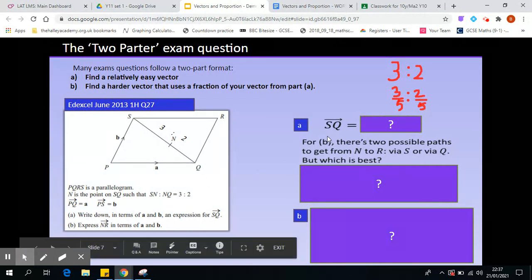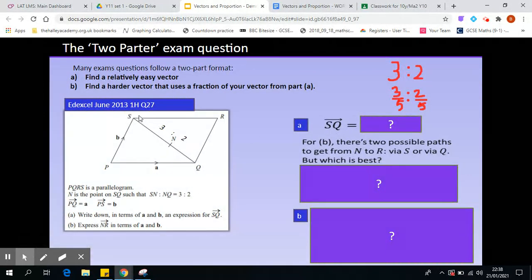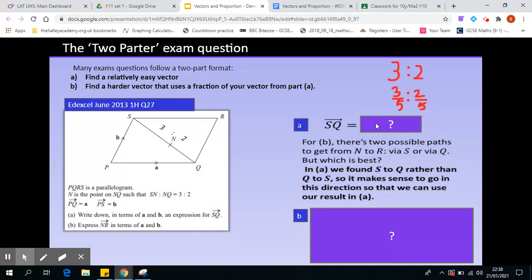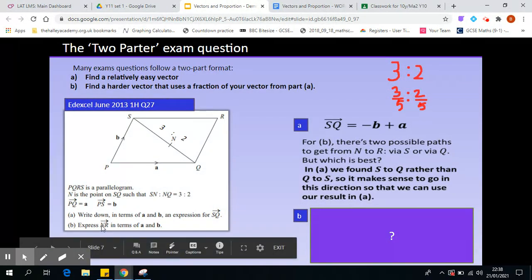First, we need to find out what vector SQ is, S to Q. S to Q would be S to P, which is opposite direction of PS, or vector B, which will be minus B plus A. So that's the first vector, which will be minus B plus A. Now let's see how we could use SQ to find out the N to R.